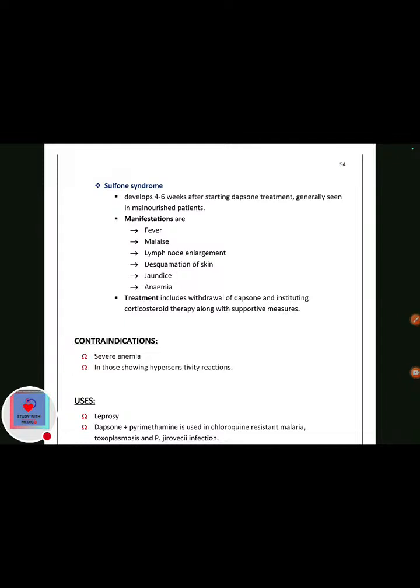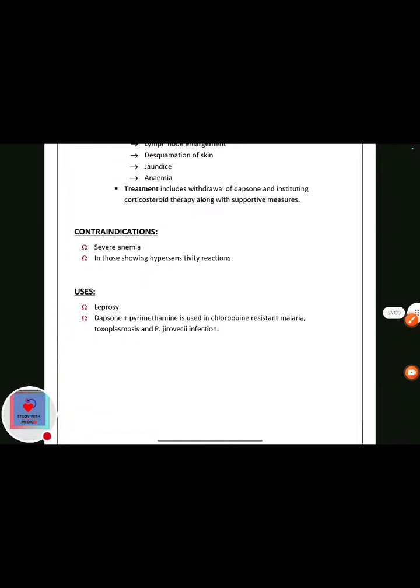That means 4 to 6 weeks, or between 1.5 to 2 months of treatment, you will see the patient, who is usually malnourished. They have fever, malaise, lymph node enlargement, desquamation of skin. They have jaundice. They have anemia. So the treatment includes withdrawal of the dapsone, take the dapsone out of the treatment regimen, and give them corticosteroid therapy along with some supportive measures.